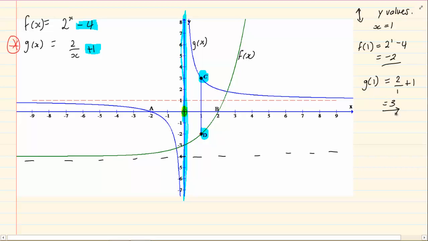Now once we have that, what do we say? Top minus bottom. So we know this coordinate is 1 and 3, and D's coordinate is 1 and minus 2. I'm only interested in the y values. So I have 3 minus minus 2, which is equal to 5. So the length of CD is equal to 5 units.